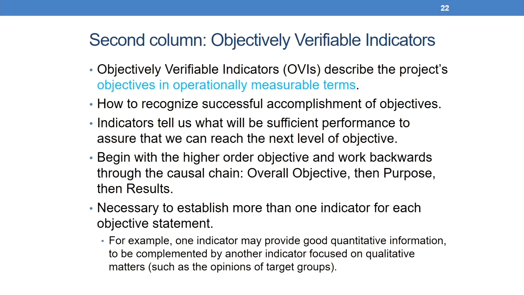They describe the project's objectives in operationally measurable terms, how to recognize successful accomplishment of objectives. These indicators tell us what will be sufficient performance to assure that we can reach the next level of objective. We begin with the higher order objective and work backwards through the causal chain, overall objective, then purpose and results, and it is necessary to establish more than one indicator for each objective statement. For example, one indicator may provide good quantitative information to be complemented by another indicator focused on qualitative matters such as opinions of target groups.